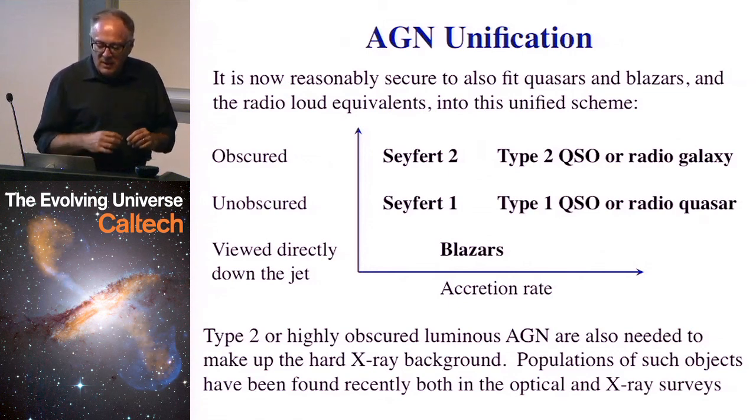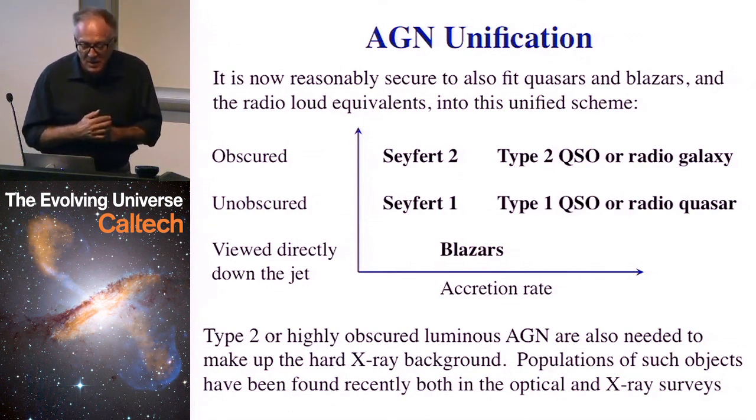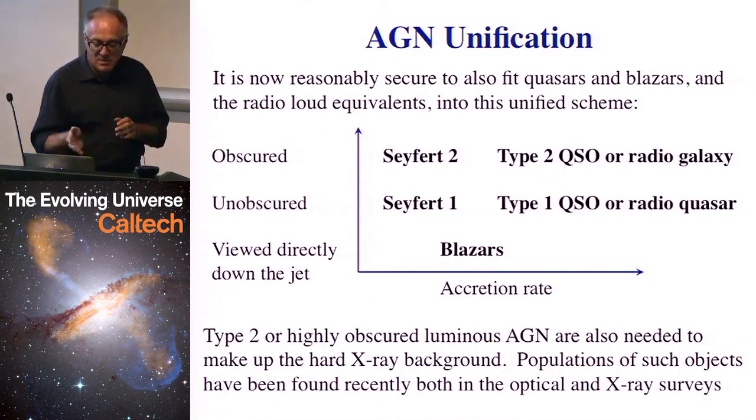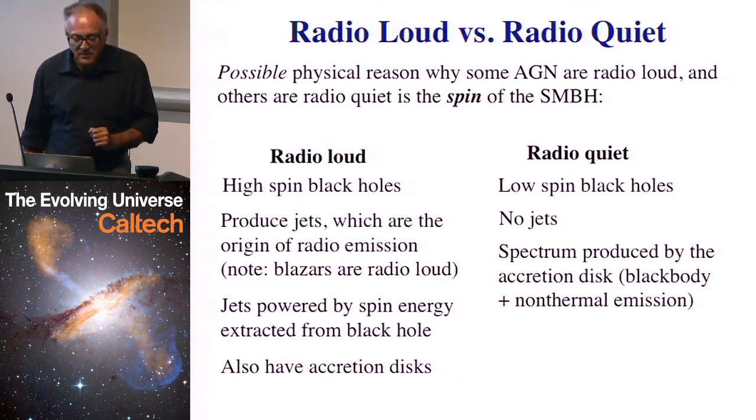So unification of active galactic nuclei basically says, well, it's all one kind of thing. They differ in the accretion rate, which maps into luminosity, just like with accreting binary stars. But they come in either an obscured or unobscured version, or blazars are an extreme version of the unobscured one. And that pretty much can explain just about everything that we've seen, but for that difference of radio loud versus radio quiet.